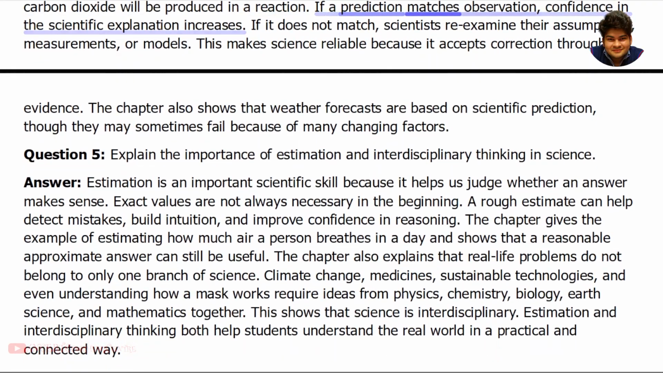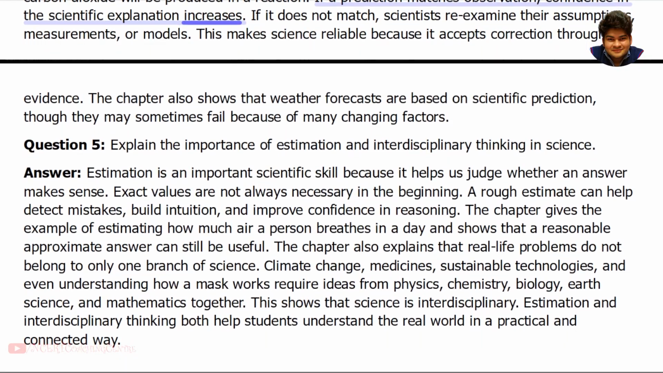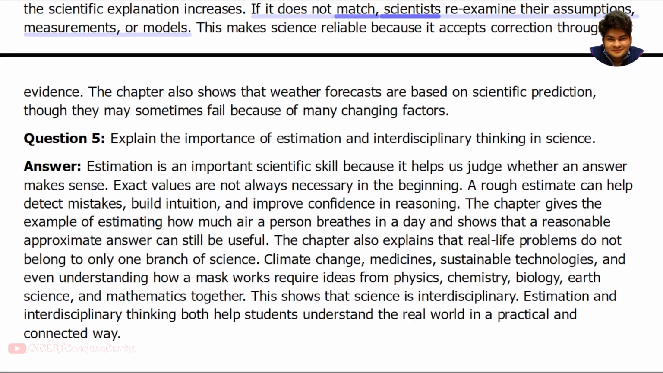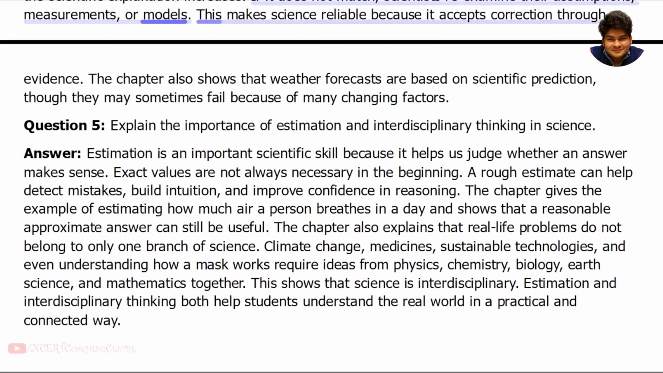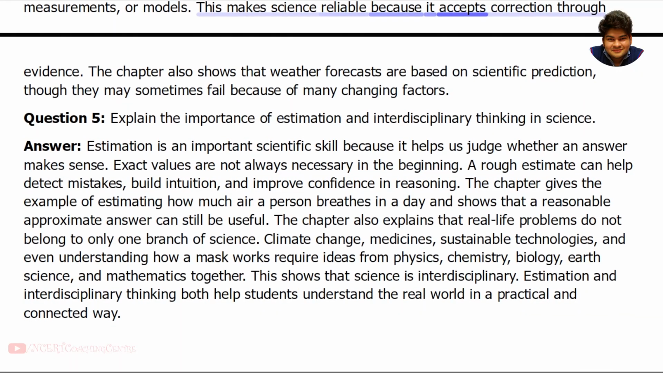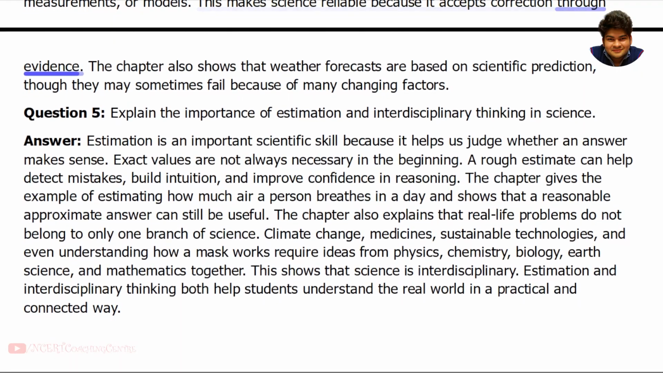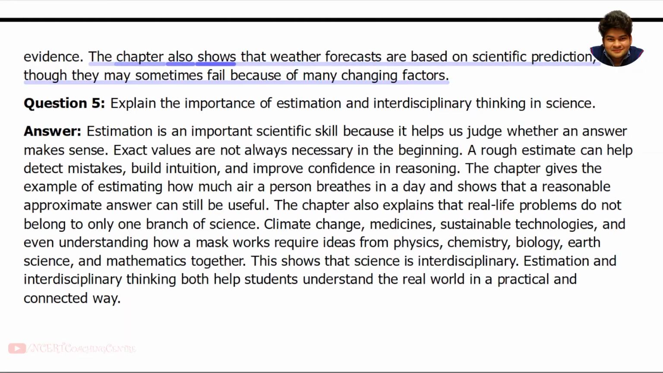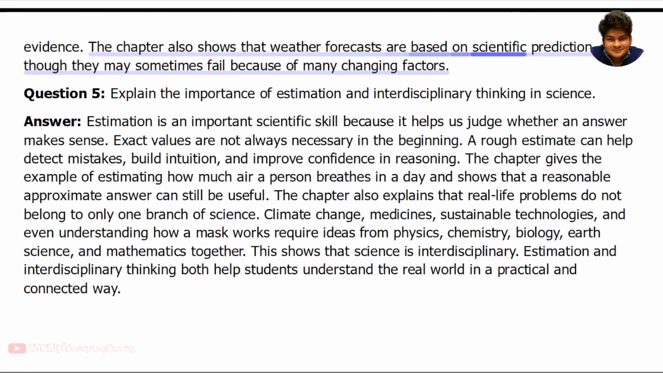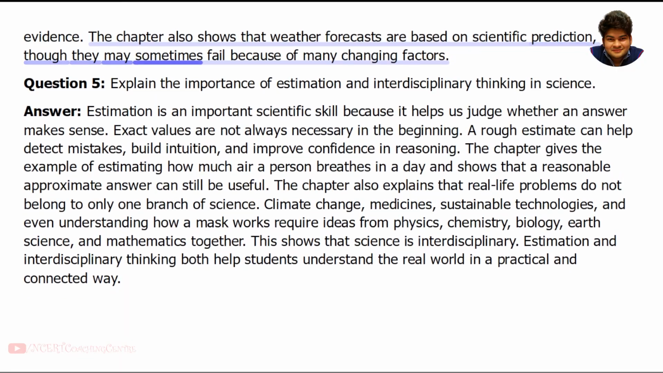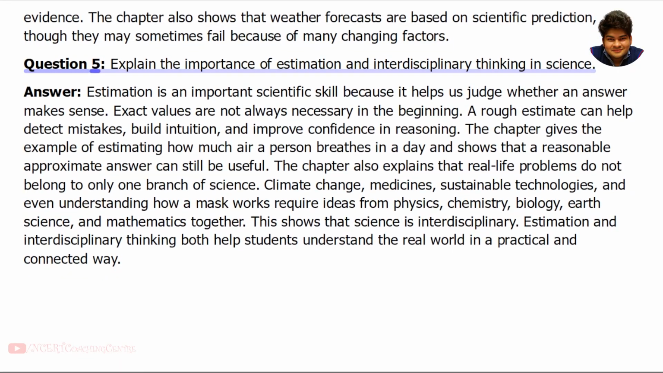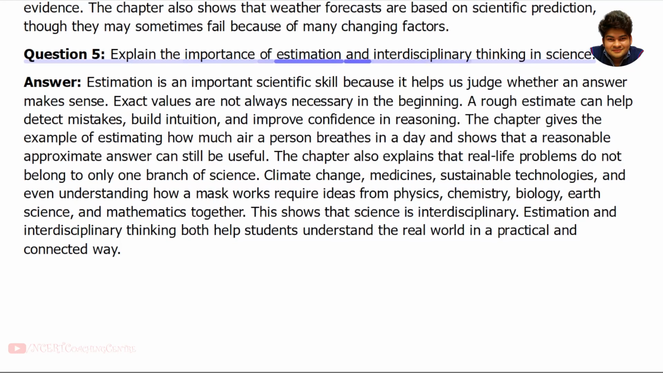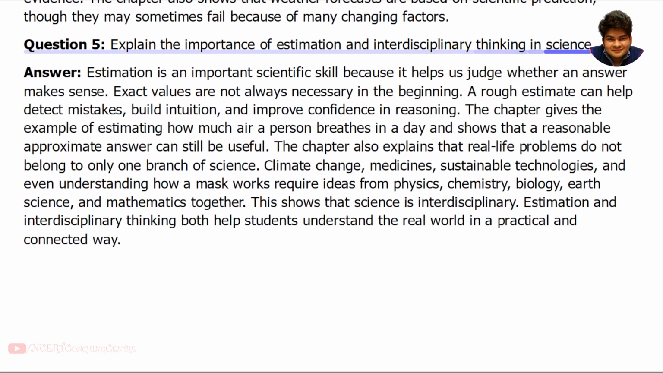If a prediction matches observation, confidence in the scientific explanation increases. If it does not match, scientists re-examine their assumptions, measurements, or models. This makes science reliable because it accepts correction through evidence. The chapter also shows that weather forecasts are based on scientific prediction, though they may sometimes fail because of many changing factors. Question 5. Explain the importance of estimation and interdisciplinary thinking in science.